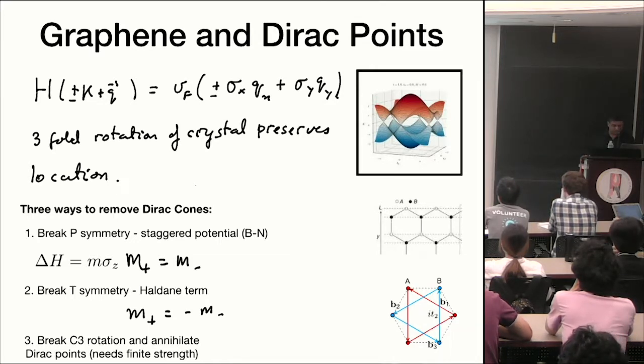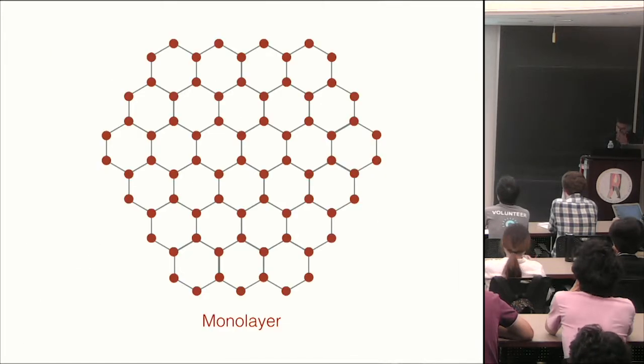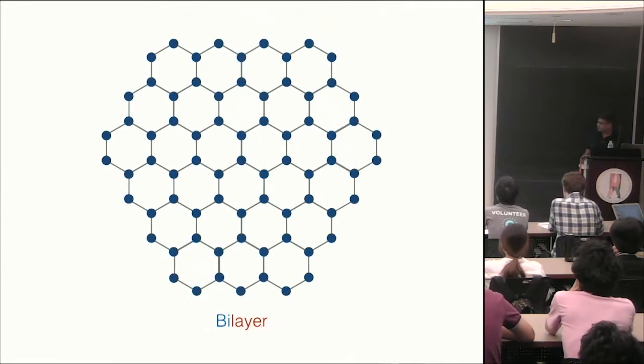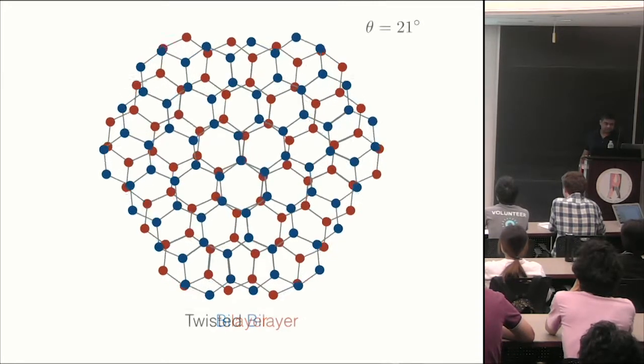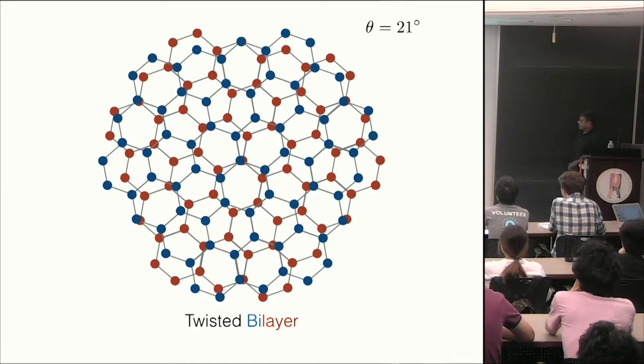All right, so that's some basics of graphene. Now let's talk about the variant that we want to think about. This was the monolayer graphene that I just talked about. But now imagine you have two of these layers, a bilayer, and then you twist it at some angle.